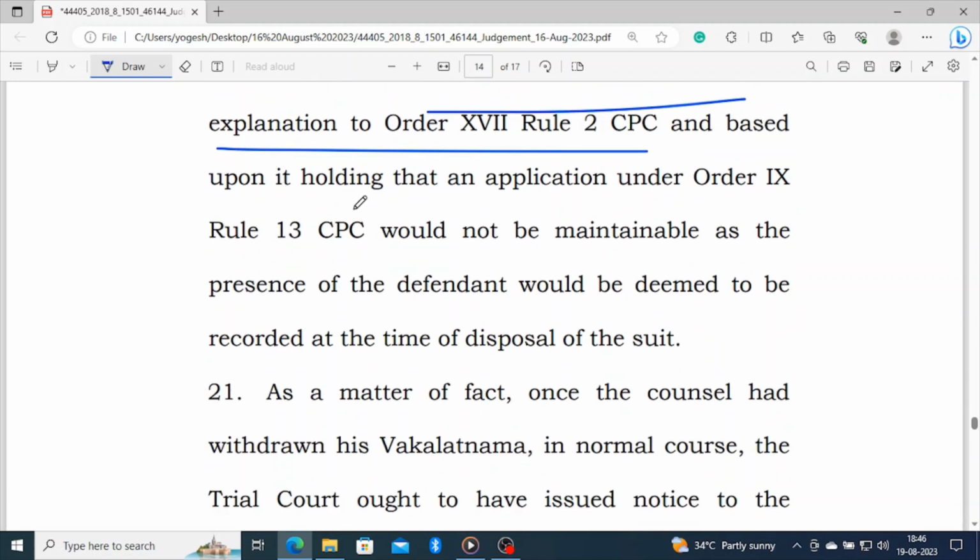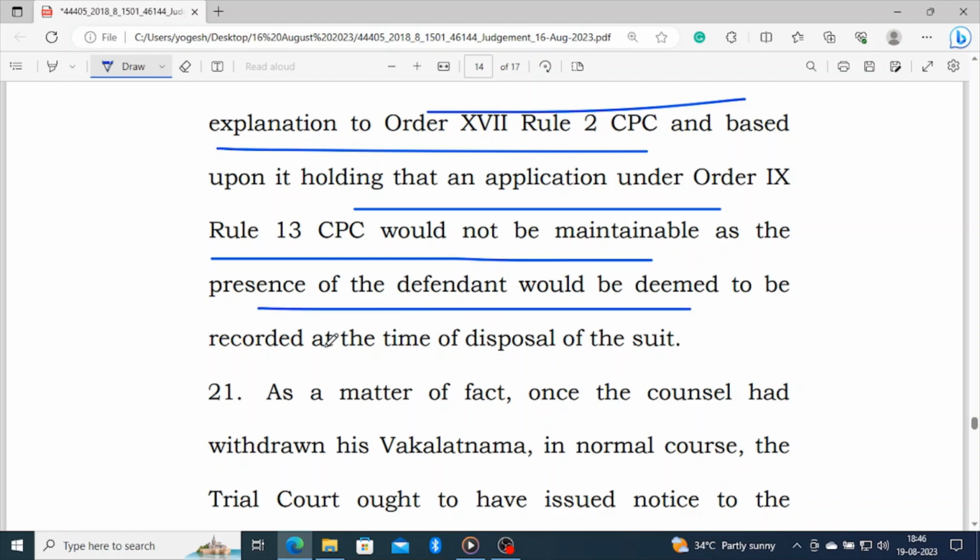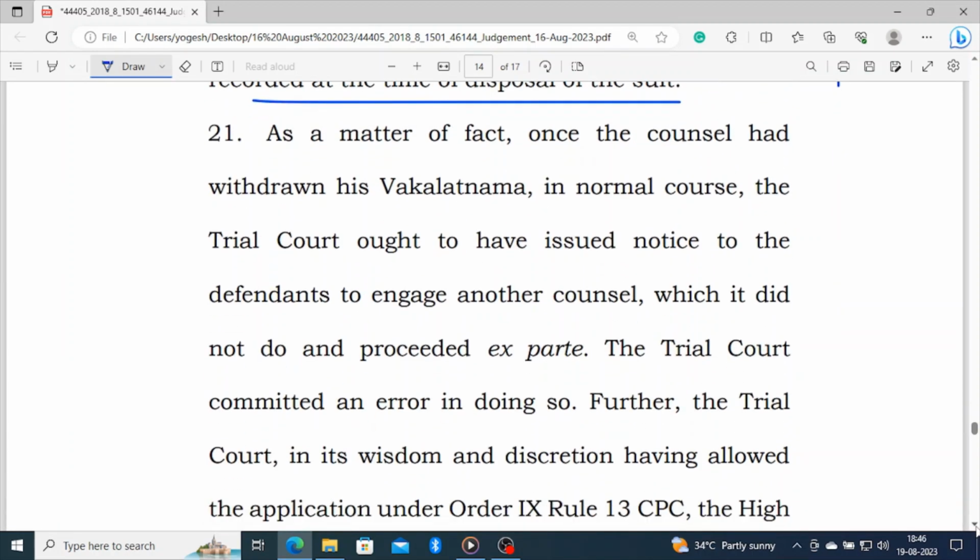On the basis of this, the Honorable High Court had held that an application under Order 9 Rule 13 CPC would not be maintainable, as the presence of the defendant would be deemed to be recorded at the time of disposal of the suit. This was the final outcome. They have made this interpretation.